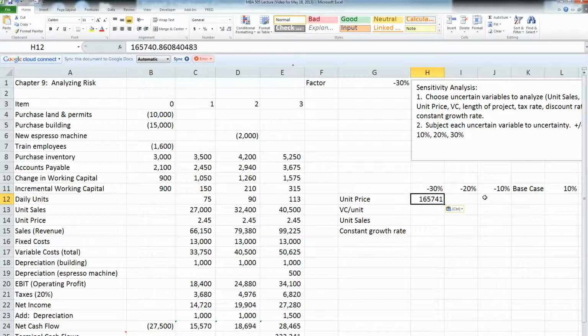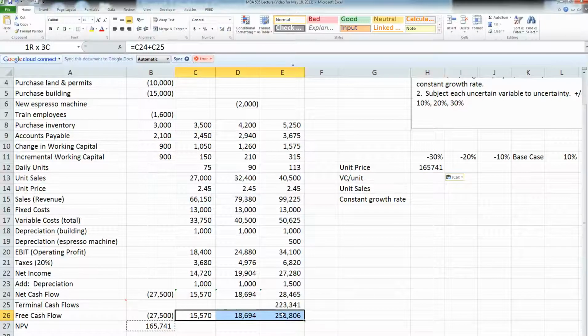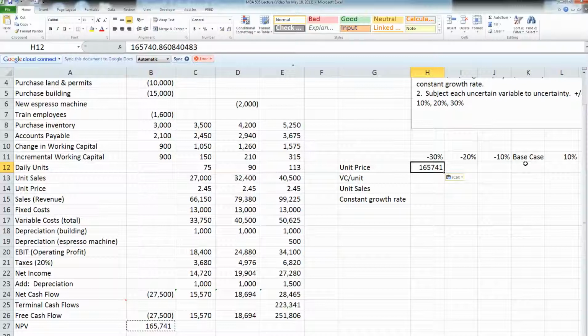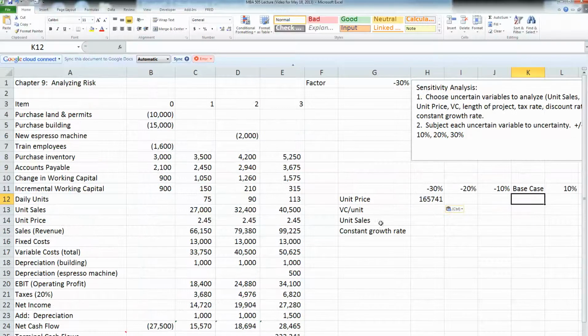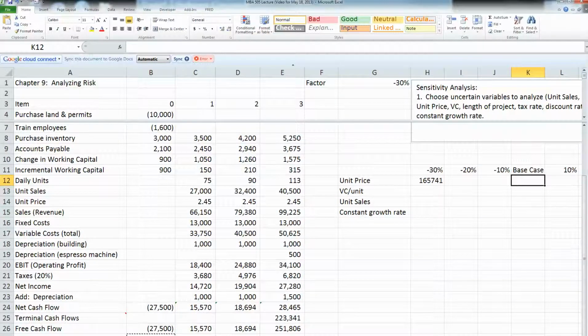And look to make sure your numbers make sense. If my unit price is 30% less, what's going to be happening to all these inflows? They'll be dropping, and so my NPV should have declined, and it did, since it was originally 400,000 plus. So now what I'm going to do is just split my screen to make this go a little easier and faster.